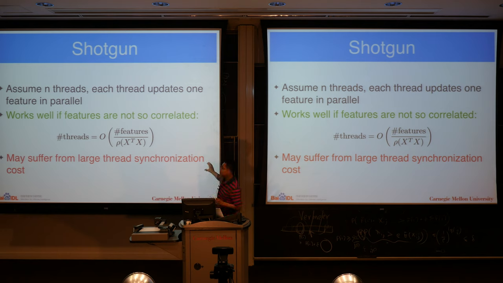This algorithm may have a problem because now you update a few coordinates at the same time, but one coordinate, one feature, may be too small, so you need to pay the task function call and the thread synchronization. So if you have a very large number of small features, then this method may have some overhead problem.